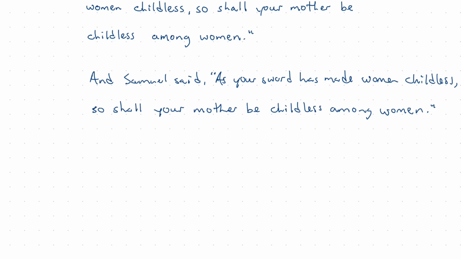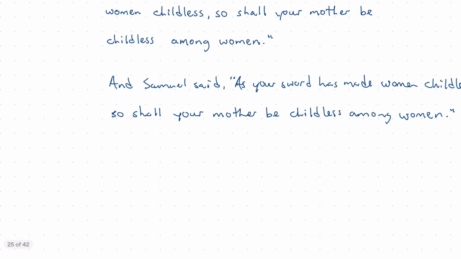So let's label these two propositions. This is verse 33, so we'll label this 33a and 33b. We'll draw a line and one arc over each proposition, and then begin to ask, what is the relationship between these propositions, between 33a and 33b? And we noticed this construction, as-so. As your sword has made women childless, so shall your mother be childless.